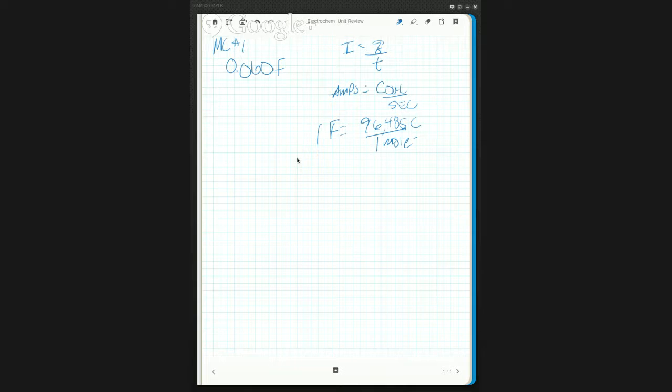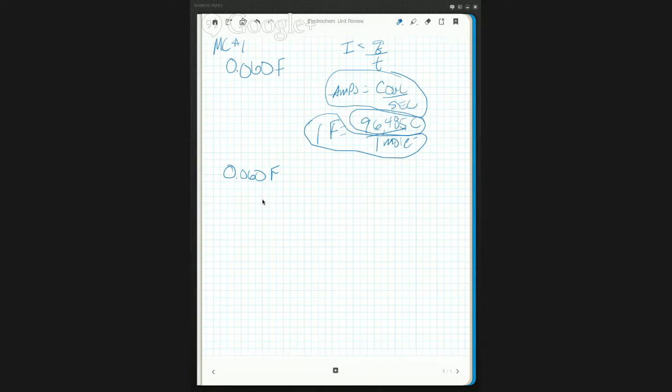So if it's looking for time, or for coulombs or joules potentially, you know that you're going to be using this equation, which is going to end up including this number. But if we're using Faradays and they're looking for moles, you're going to be using this right here.